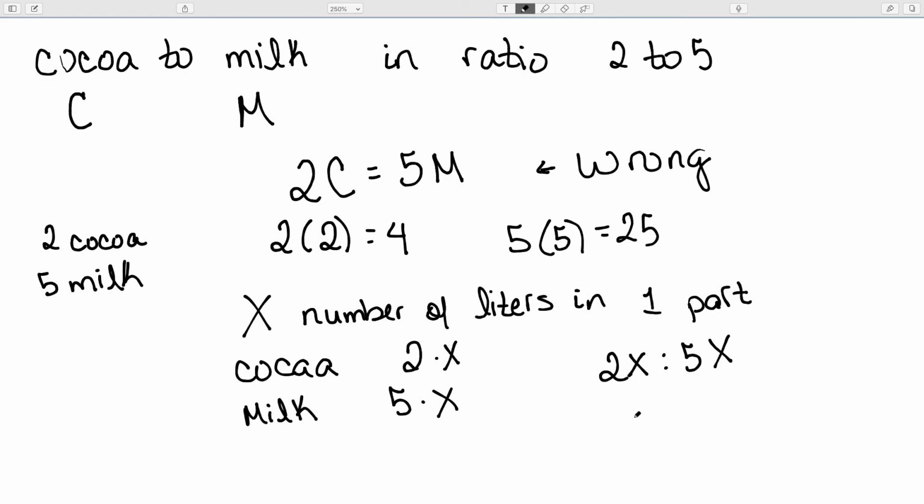However, it would be incorrect to write 2x is equal to 5x, so once again, that's wrong. Because the number of liters of cocoa does not equal the number of liters of milk. So that's what this looks at. This is the amount of cocoa and this is the amount of milk. And those two things are not going to be equal.